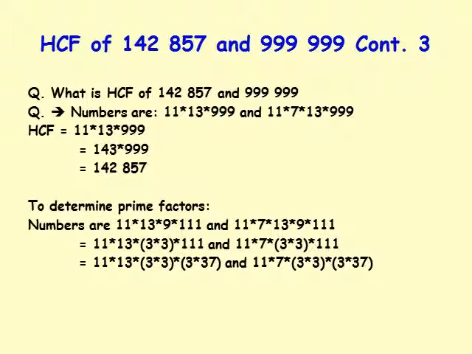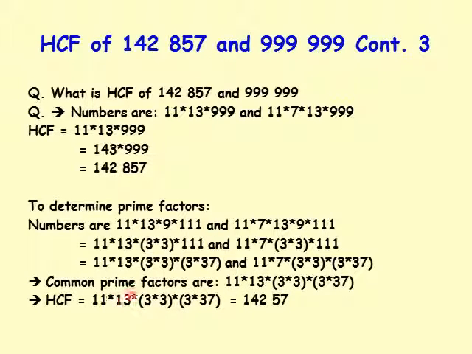So we have 11 times 13 times 3 times 3 times 3 times 37, and 11 times 7 times 3 times 3 times 3 times 37. The common prime factors are 11, 13, 3, and 3, and 37. When you multiply them all out, I got 142857, which is the same number. So we were able to do a shortcut here, and we can also do it through prime factors.